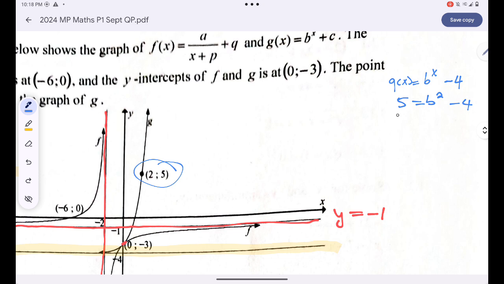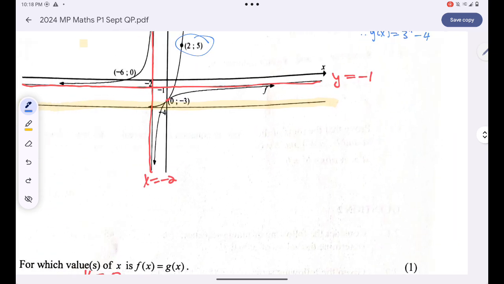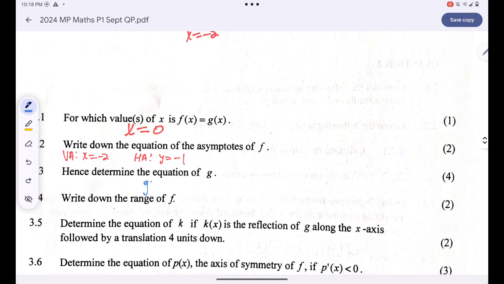If I take the -4 to the other side, I'll end up having 9 is equal to b squared. And then take square roots on both sides. Yes, b is equal to plus or minus 3. Are you together? However, since b is the one that has an exponent, b will forever be a positive number. So therefore b is just equal to +3, and hence g of x is just equal to 3 to the power x minus 4. G of x is just equal to 3 to the power x minus 4.